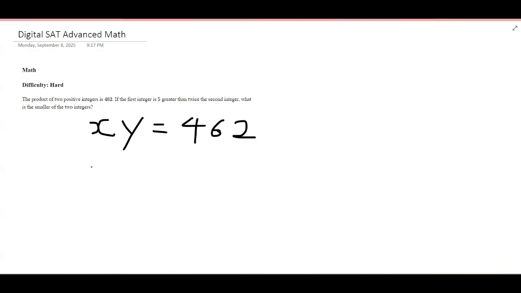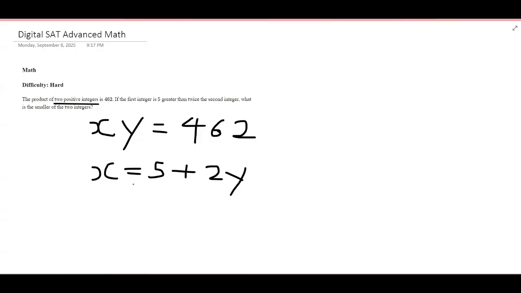If the first integer, so x, is 5 greater than twice the second integer, what is the smaller of the two integers? So the key piece of information here is positive integers. We need to keep this in mind.